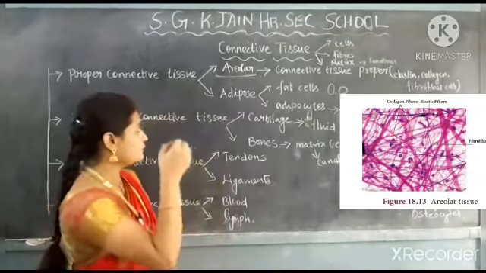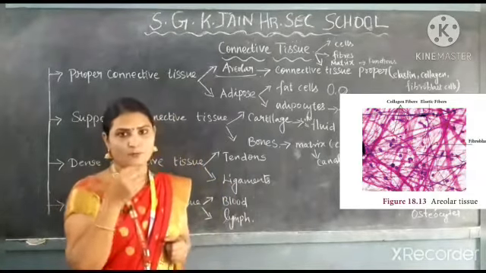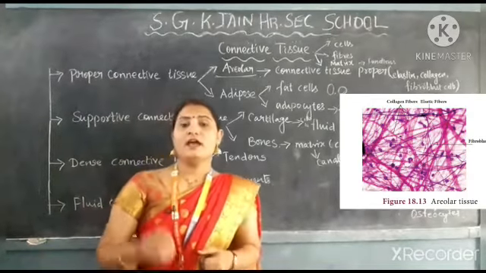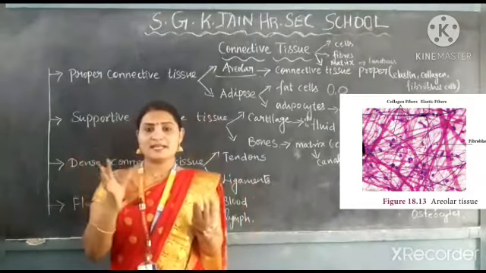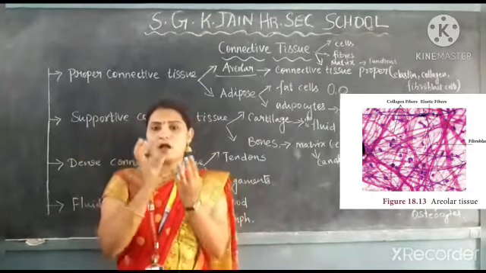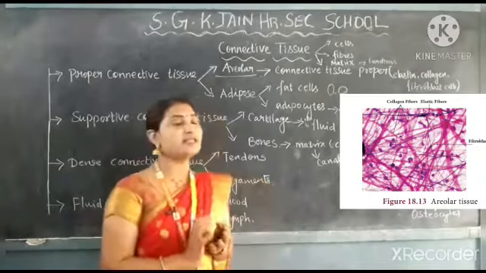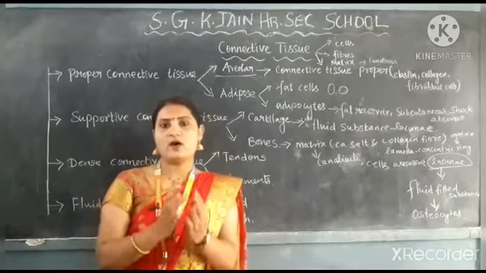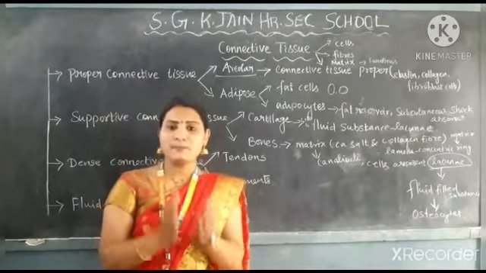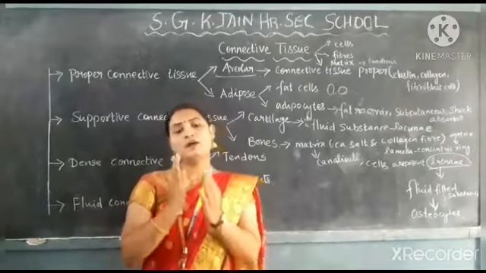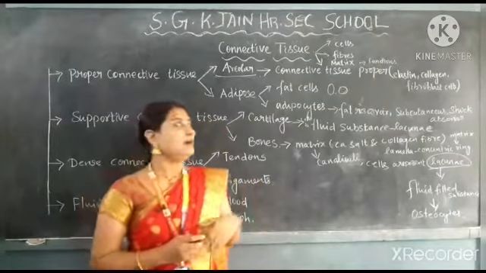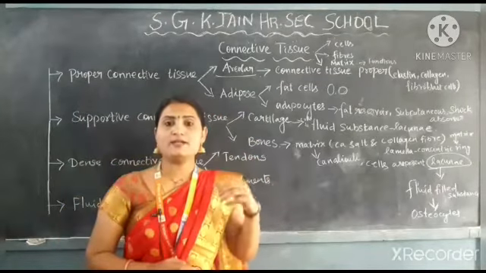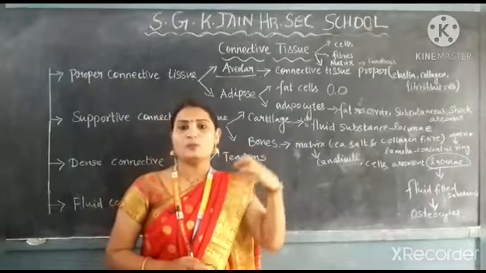And this connective tissue proper, what is the role of connective tissue in our body? See, it binds all the organs together, it connects all the organs together, that is why it is named connective tissues. As it binds all the organs together, it provides support and framework structure to the body. Because of this connective tissue, our body parts will not get dislocated while we are moving.